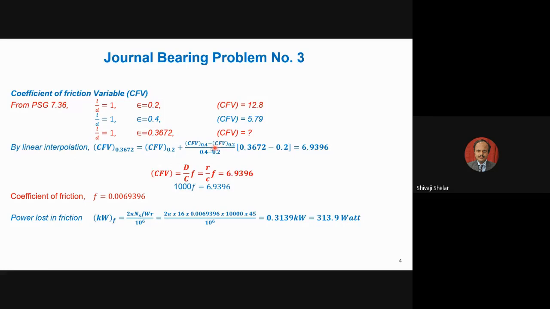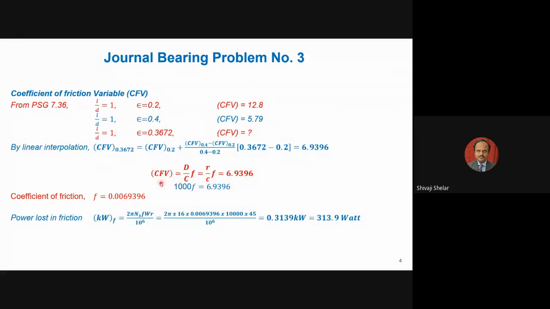So this value will be negative, and this value is positive, so this product will come out negative. So when you add it to 12.8, since this is negative, the result will be less than 12.8, but it should be greater than 5.79. So when you do this calculation, we get the CFE value, the coefficient of friction variable, as 6.9396.